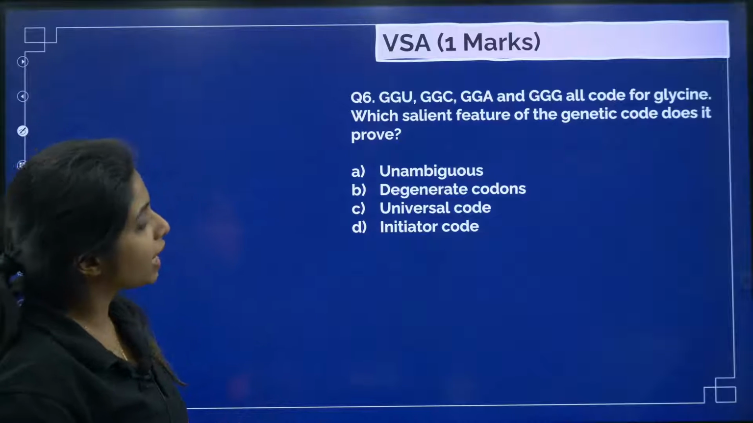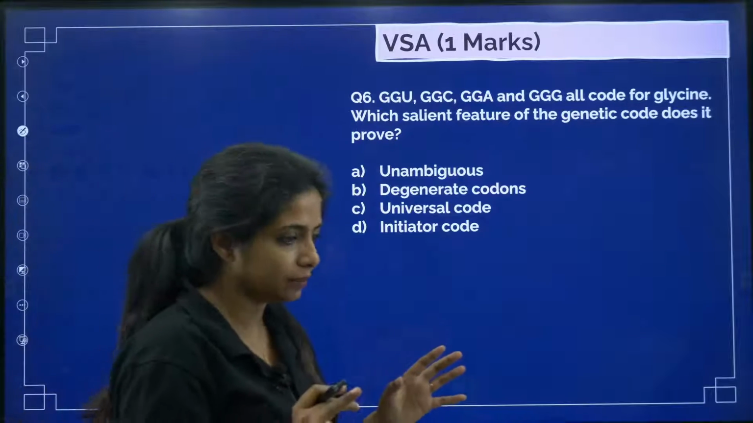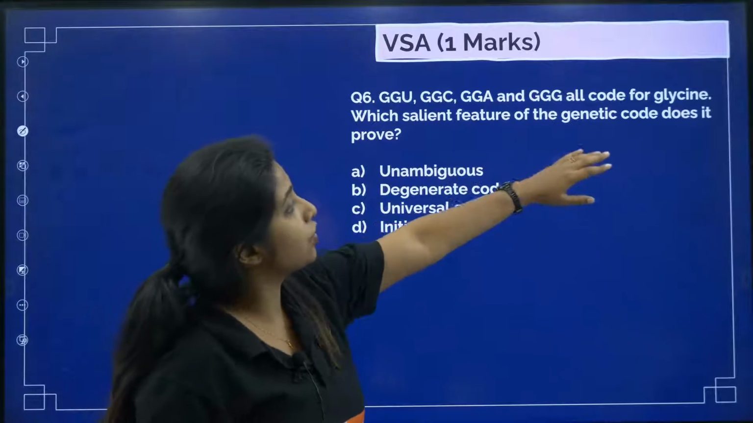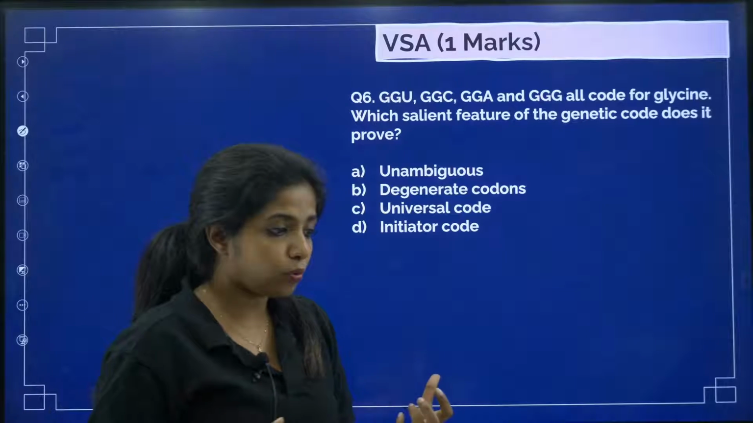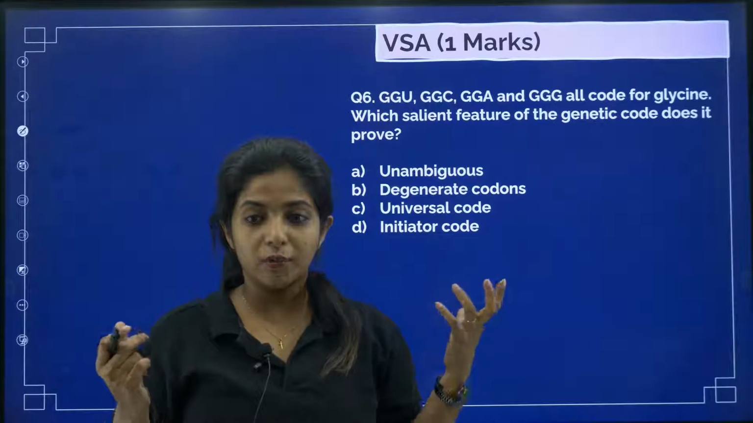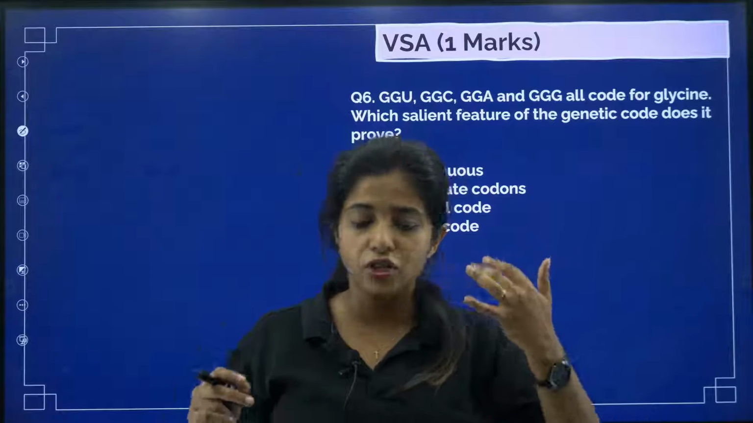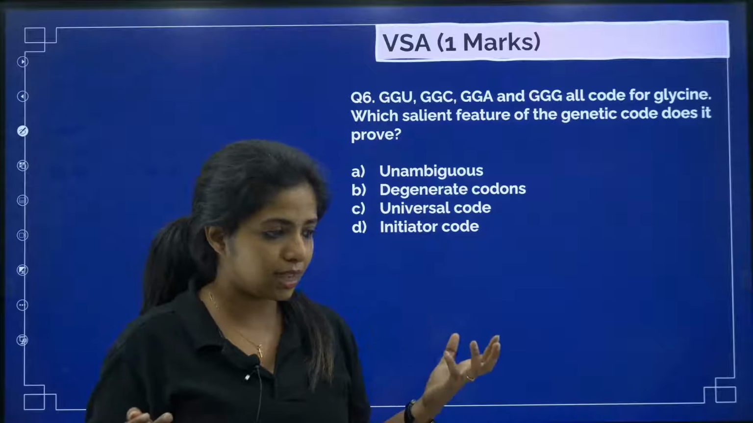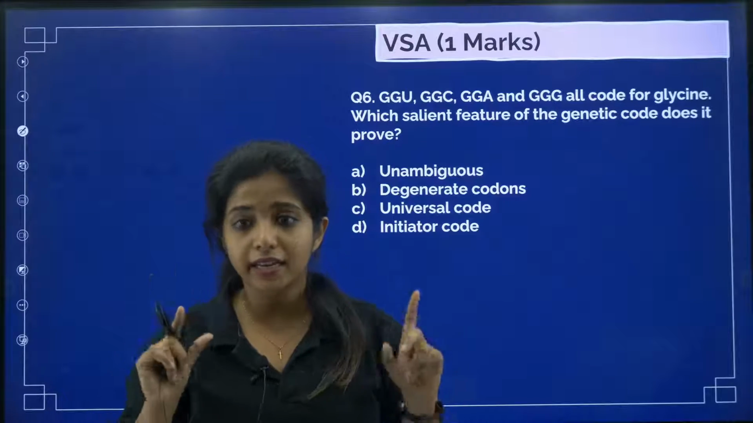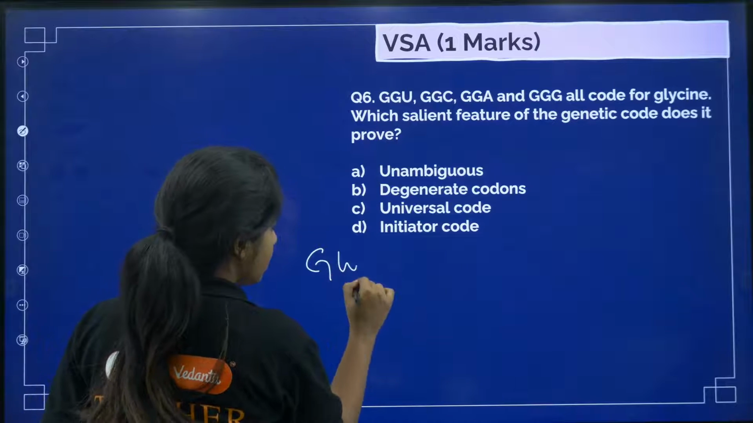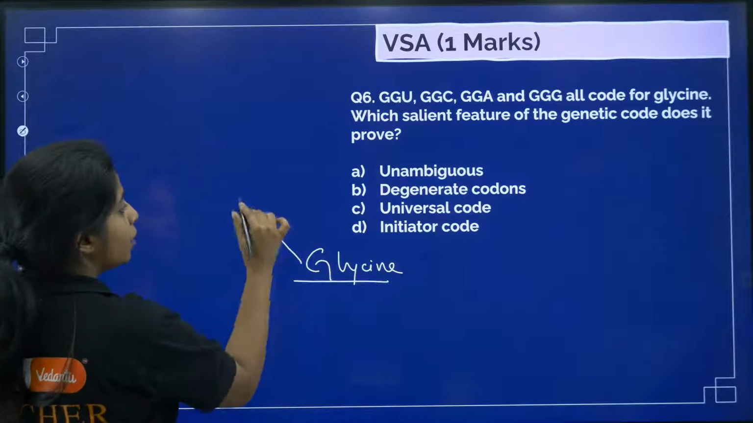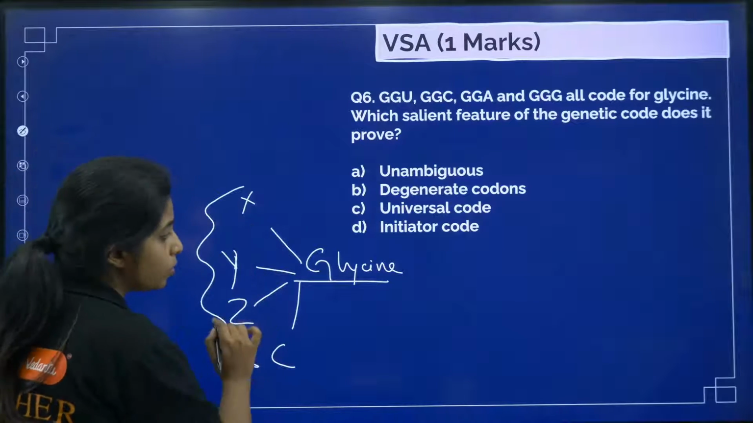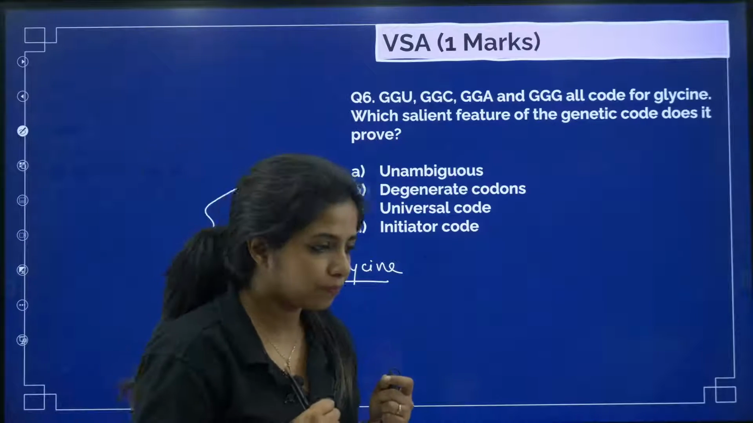GGU, GGC, GGA and GGG all code for glycine. So glycine is an amino acid which is coded by all of these codons. Now which salient feature of the genetic code does it show? What do you think? You know, the genetic code has different features: that it is universal, it is unambiguous, it is degenerate, and this and that, a lot of things are there. Which one do you think is the correct option? So it is saying there is one amino acid, that is glycine, and it is coded by X, it is also coded by Y, it is also coded by Z, it is also coded by C. So many codons are coding this. What feature does it show?